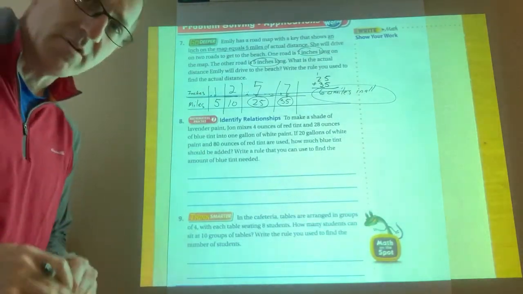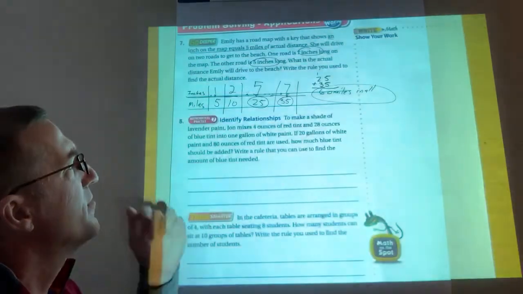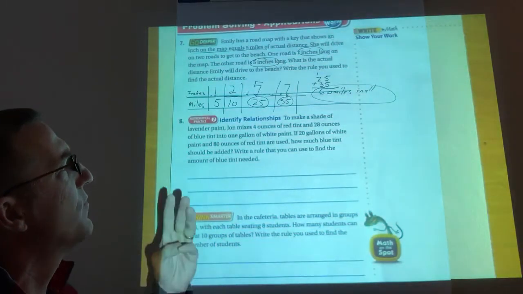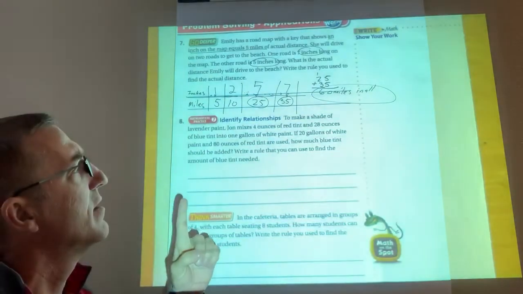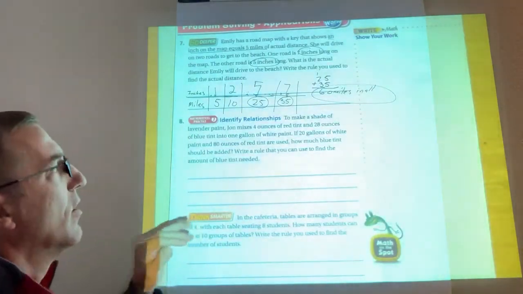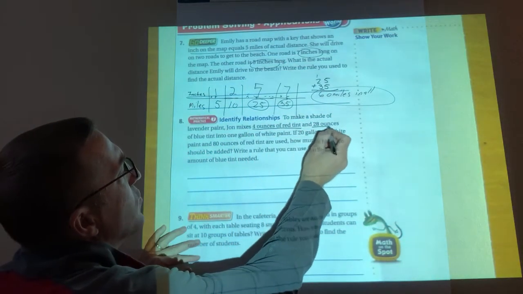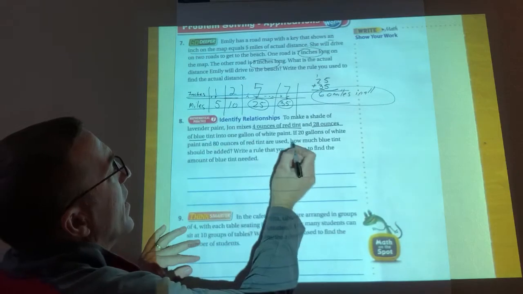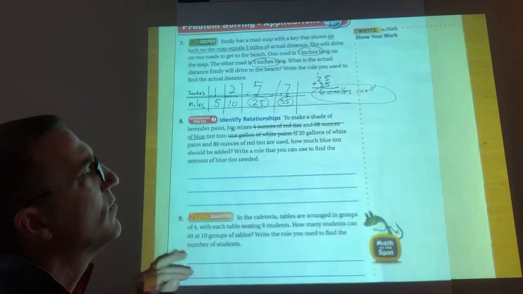All right. Identify relationships. This one is one of those ones that can get you because it's a lot of words going on here. But to make a shade of lavender paint, John mixes 4 ounces of red tint and 28 ounces of blue tint into 1 gallon of white paint. So these are our starting points. 4 ounces of red, 28 ounces of blue, and 1 gallon of white. And it says 1 there. I'm just gonna put a 1 so I don't forget what it is.